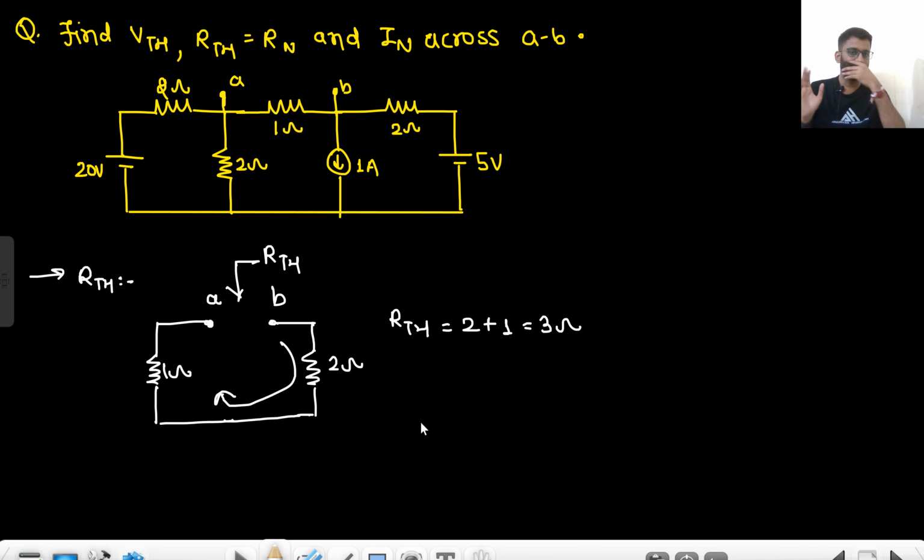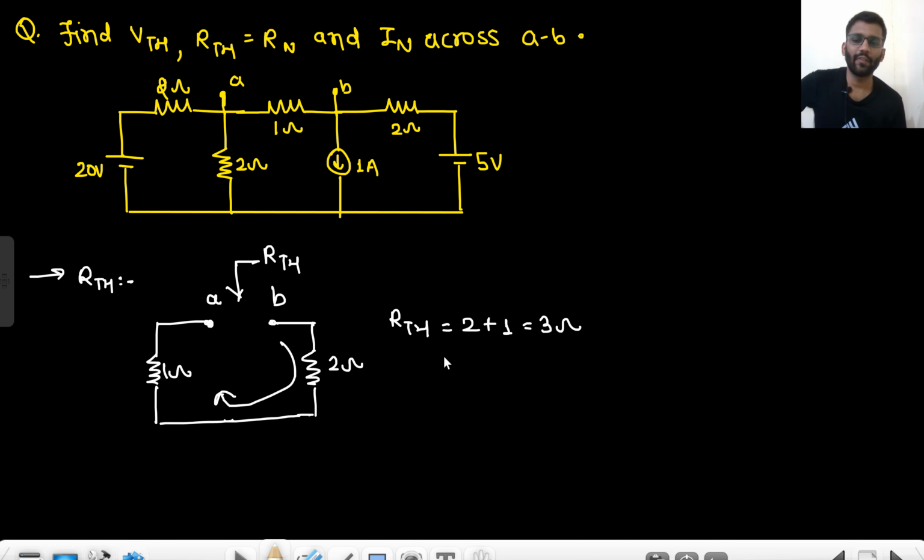Is anyone having any doubt like why 1 and 2 ohm are in series? Just connect a voltage source across A and B. There will be some current flowing. That current will be I. So the same current will be flowing through 1 ohm and the same current will be flowing through 2 ohm. There is 1 ohm resistance here, 2 ohm resistance here. Both will come in series only. Right? 1 plus 2, 3. So RTH is 3 ohm.